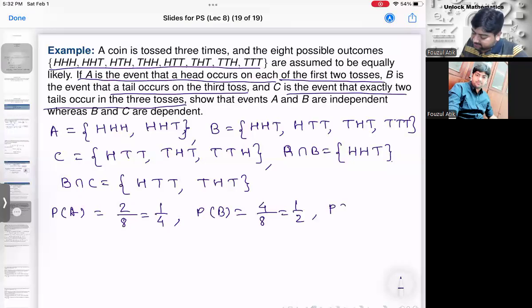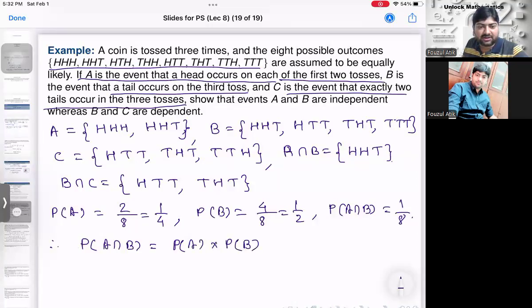Then P of A intersection B, it has only one outcome, so 1 by 8. So therefore, we can see that P of A intersection B is equal to P of A into P of B. And therefore, the events A and B are independent.